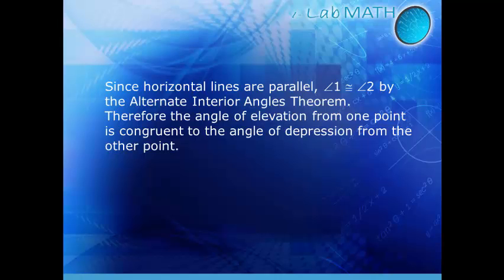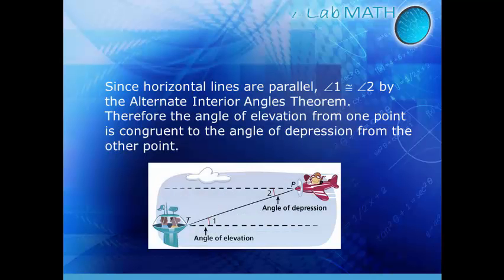Since horizontal lines are parallel, angle 1 is congruent to angle 2 by the alternate interior angles theorem. Therefore, the angle of elevation from one point is congruent to the angle of depression from the other point. Then, in this case, angle 1 is equal to angle 2.